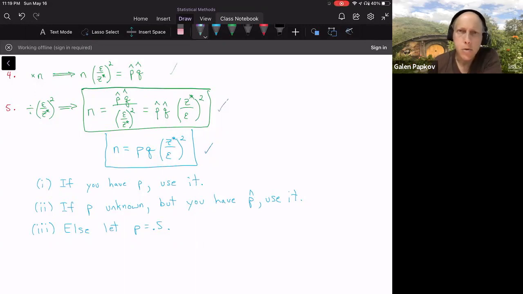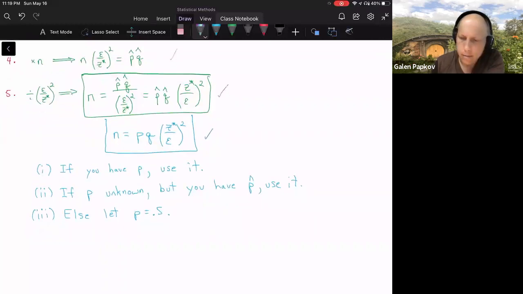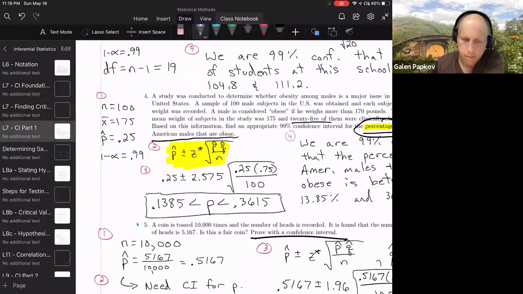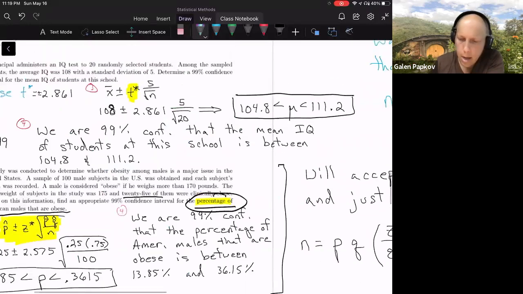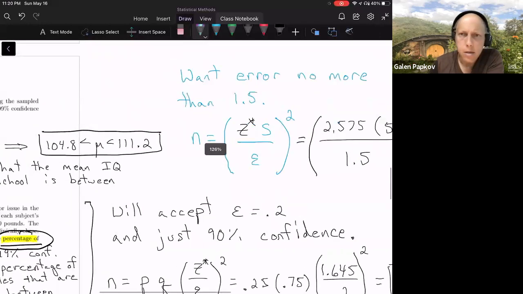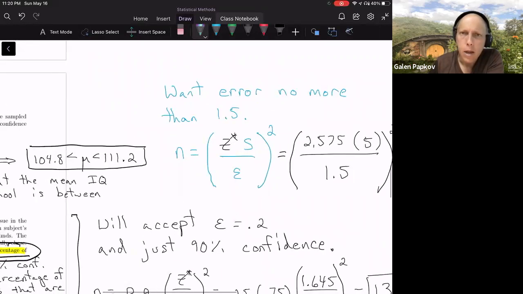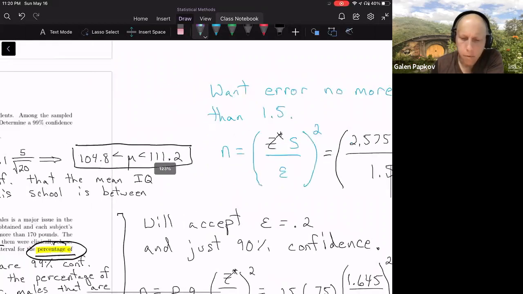Now, for demonstration, I am going to go back to the confidence interval handout. Let's go back there. I'm going to fictionally change some of these problems. We're going to take a look at problem 3 here.